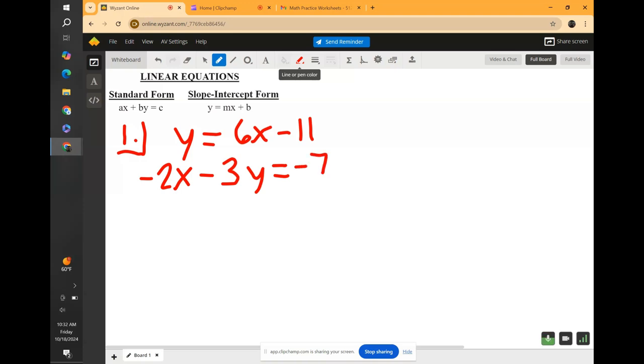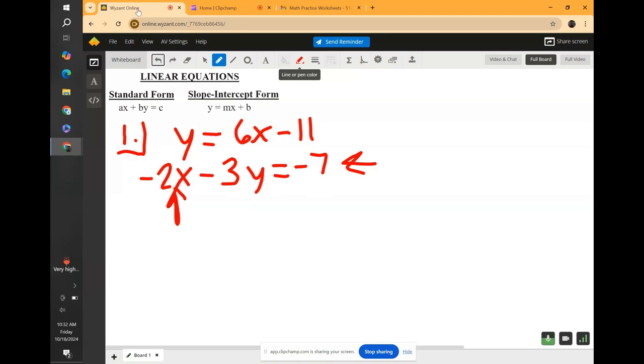So right away, we have two equations here that are given in different form. The first equation is given in what form? Well, it'd be the slope-intercept form, right? y equals mx plus b, where your y is right there, 1y equals 6x. 6 is your m, and your b is negative 11, the y-intercept. The other equation is actually given in standard form, ax plus by equals c. Here's your ax term, negative 2x. The by term is negative 3y, and the c is negative 7.